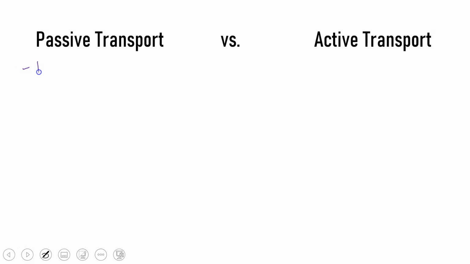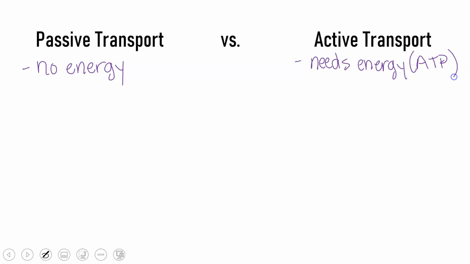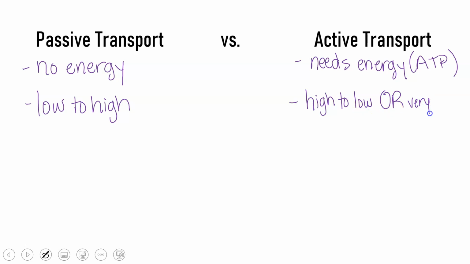You'll remember passive transport is the kind that requires no energy, whereas active transport needs energy. And that energy is in the form of ATP. Okay, remember that passive transport typically moves from low to high concentrations, whereas active transport moves from high to low or is for very large materials. Like if one cell is trying to eat another.